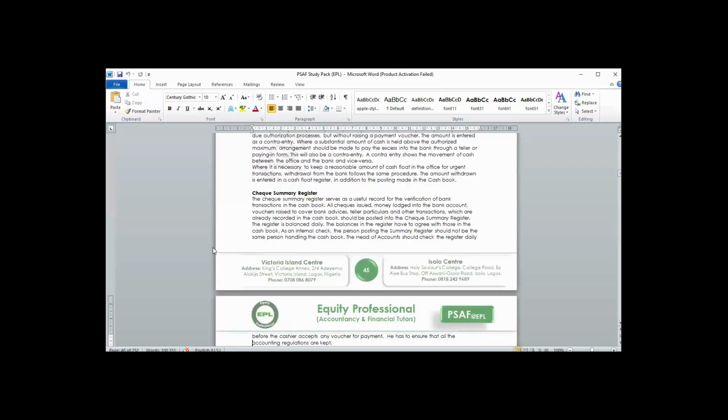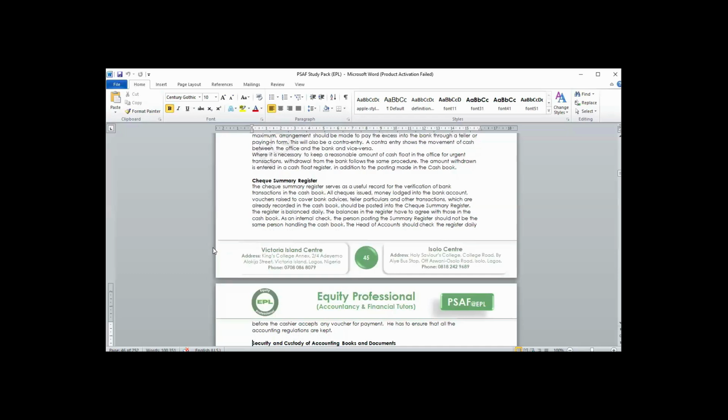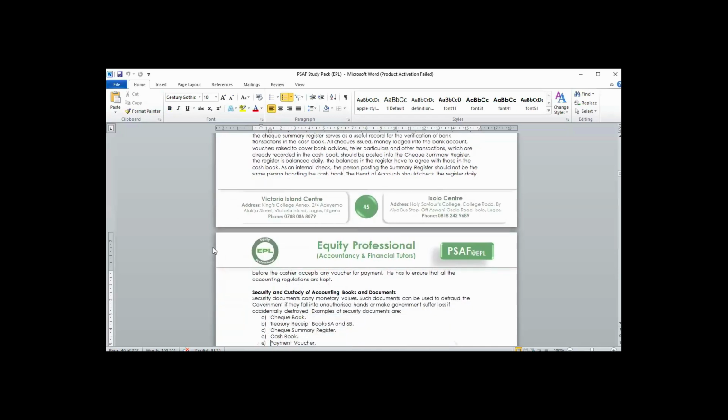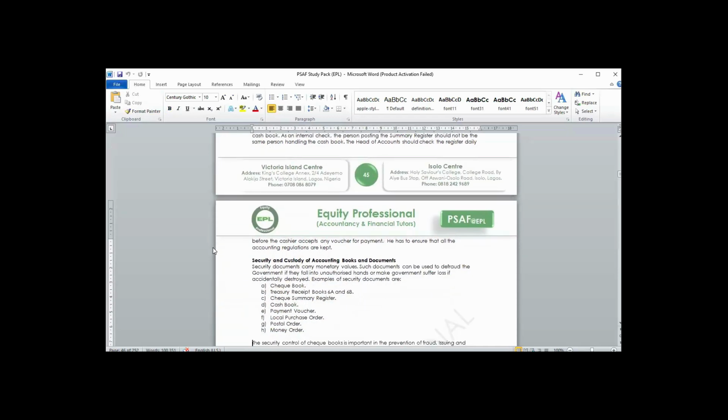Then the documents that are meant to be managed by the account officer: the cash book, the bank statement, the check book, the check stub, and the check summary register. All these are the documents to be managed by the officer. These are the documents.